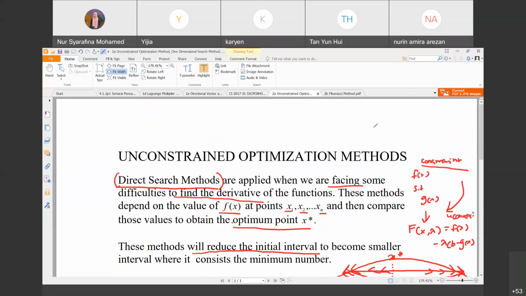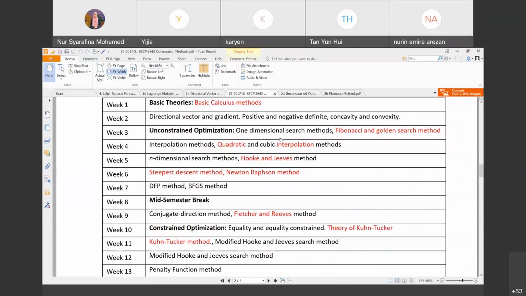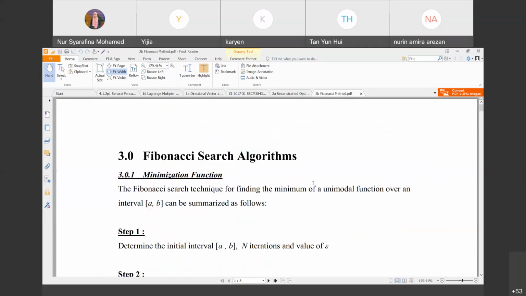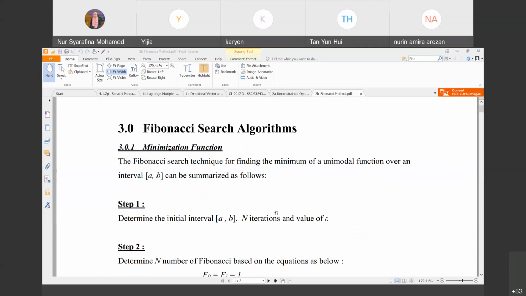Remember, in unconstrained optimization we have many methods here. The first one is direct search method, which is a one-dimensional search method. Then we are going to discuss Fibonacci and golden search. All right, is everyone clear about this? So what is Fibonacci method? I'm going to explain this through the example so that you understand.